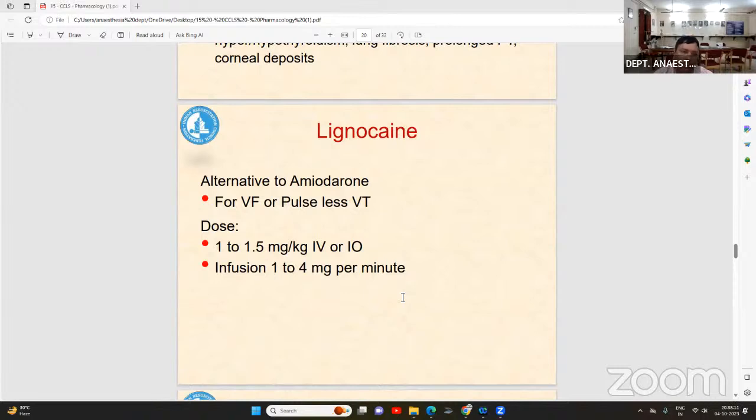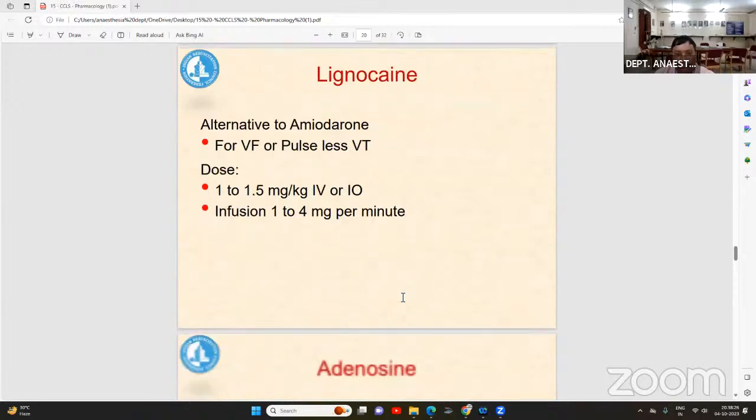That means each ml is 20 milligrams. So 1 to 1.5 mg per kg for a 50 kg person means 50 or 75 milligrams. That means you can safely give around 3 to 4 ml, up to 4 to 5 ml, of direct IV preservative-free lignocaine.